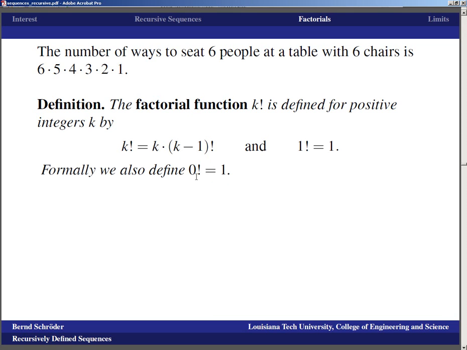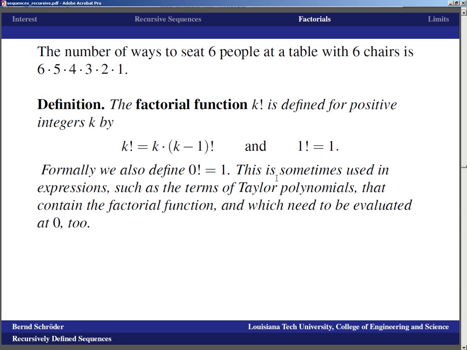Formally, we also define 0 factorial to be 1, and that is because sometimes in certain expressions, such as, for example, the terms of Taylor polynomials, which we will also talk about, those terms contain the factorial function and may need to be evaluated at 0 also. And when you do that, then these formulas are just most consistent if we choose 0 factorial to be defined to be 1.